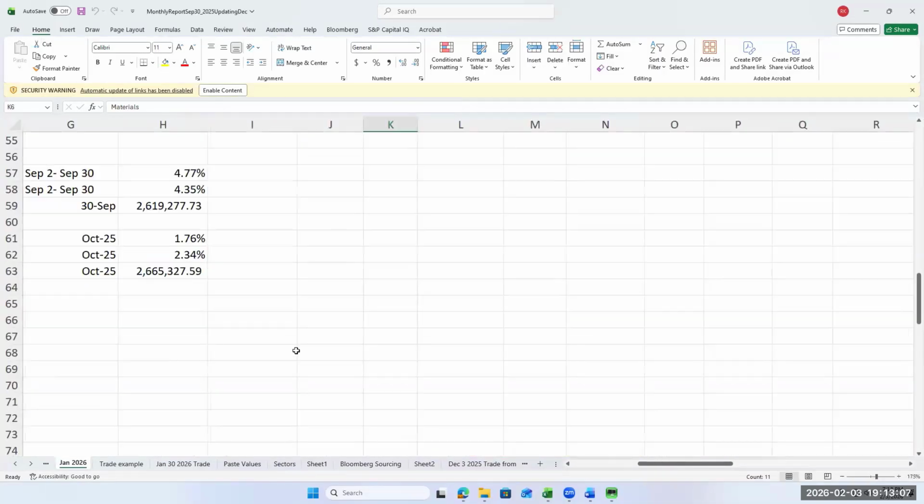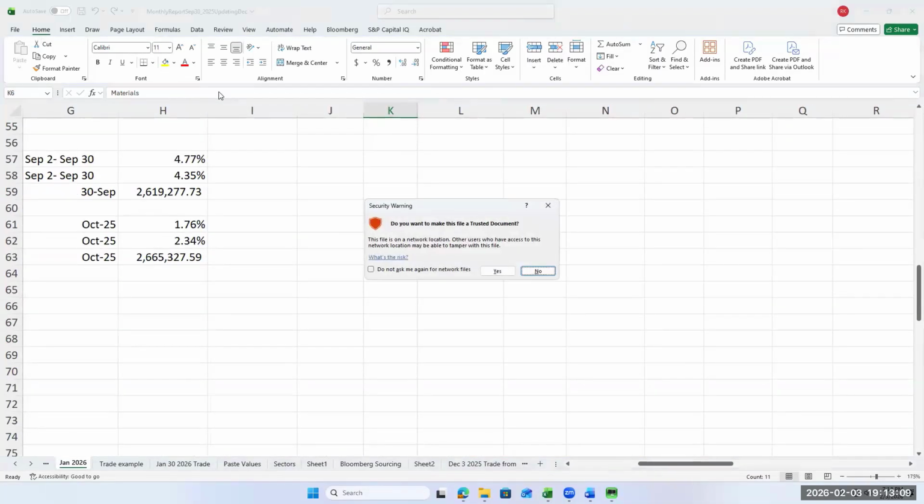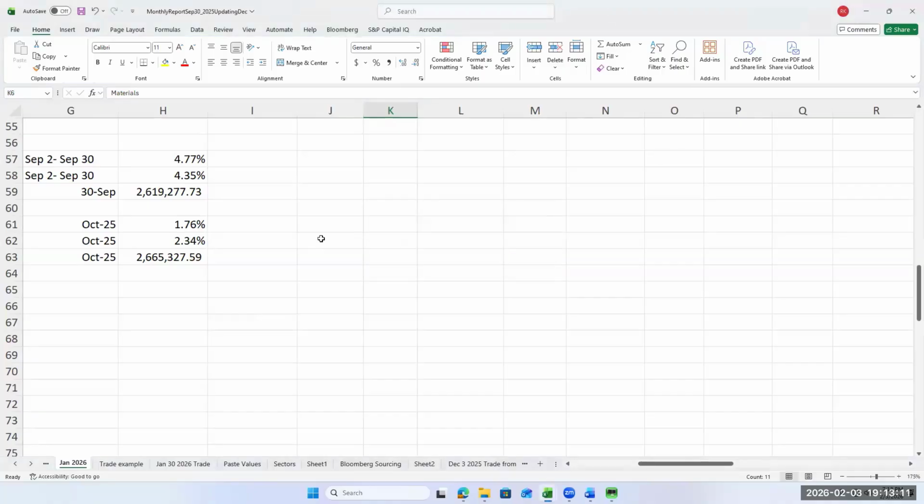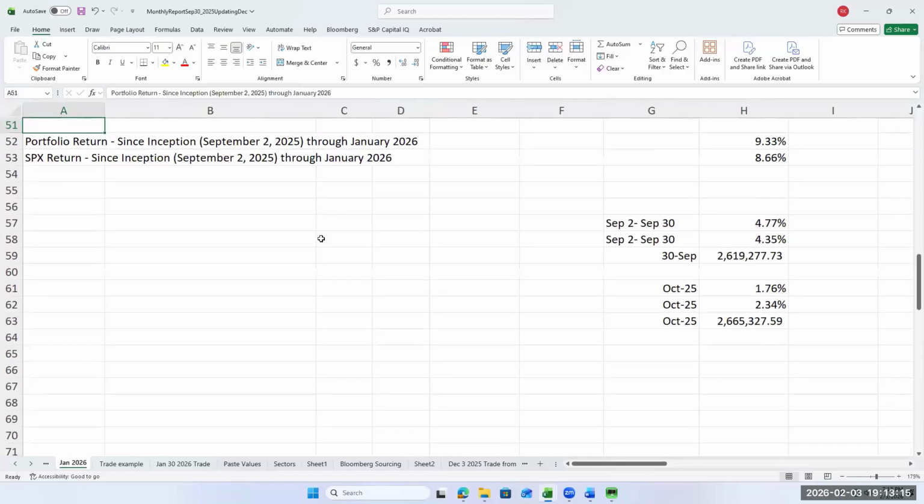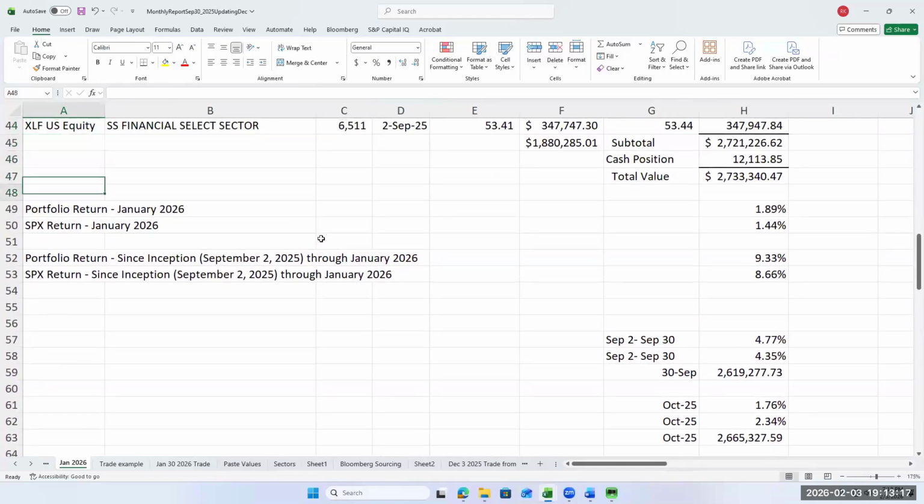So our return... So through January, we're up 933 and the S&P is up 866. January, we're up 189 versus 144, but it does look like February is not going well for us. So we'll have to see what happened in February. I'm scared to run February, but we'll do it.